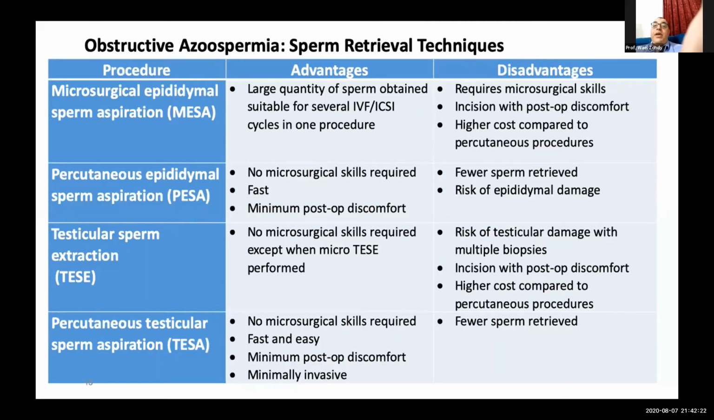This table shows the methods to retrieve sperm from obstructive azoospermia, and I think Dr. Silber has clearly elaborated on this slide. But just briefly, MESA requires microsurgical skills. This is the main disadvantage, but it offers large quantities of sperm that could be used for IVF and ICSI. On the other hand, PESA doesn't require microsurgical skills. It's less costly and doesn't have the post-operative pain associated with other kinds of microsurgical sperm retrieval.